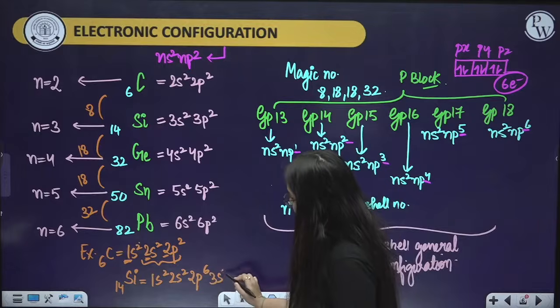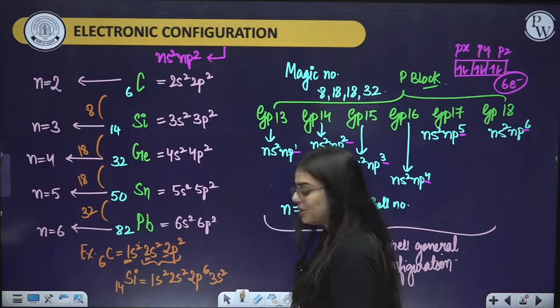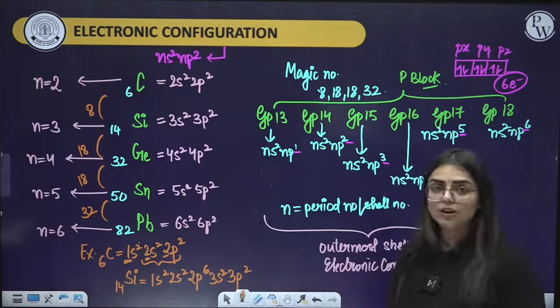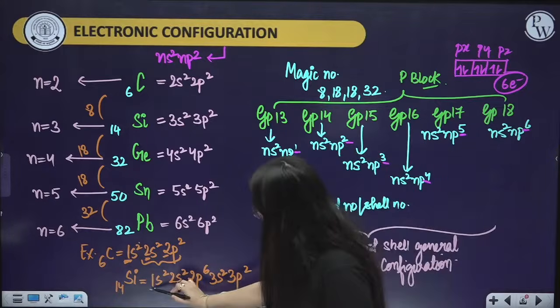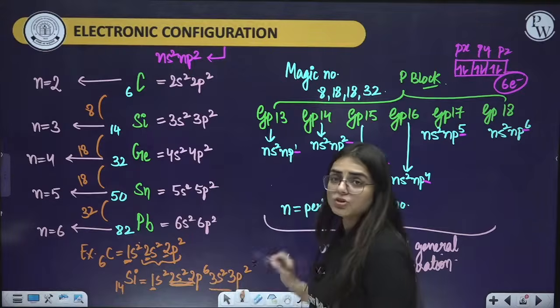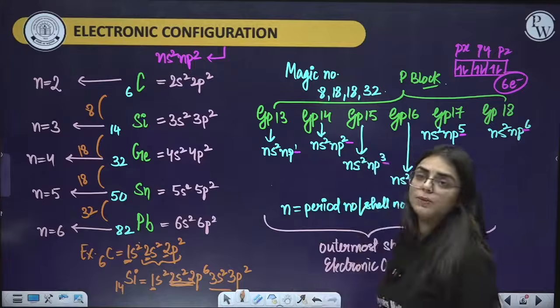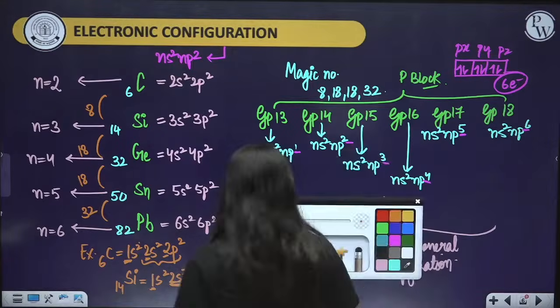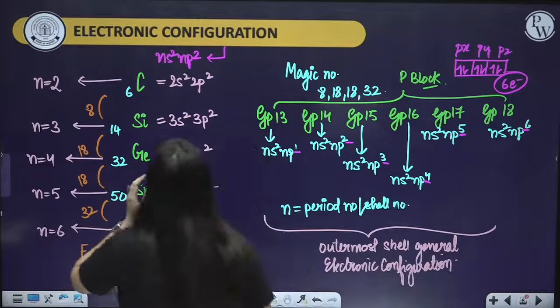3s2, 12, now 2 is left, so it is 3p2, 14. Clear everyone? So this is basically the first shell, the second shell, and this is the third shell, the outermost shell. So the outermost shell configuration is ns2 np2. Clear with this part everyone?